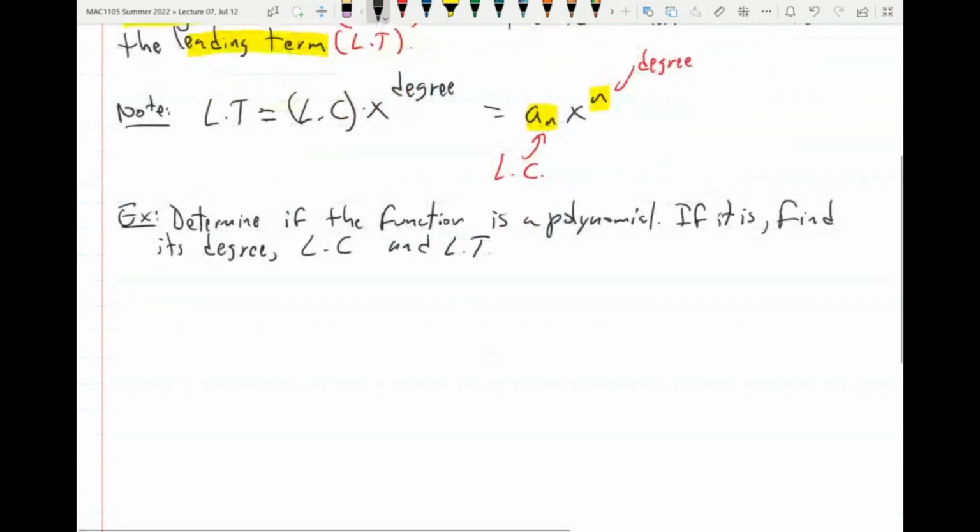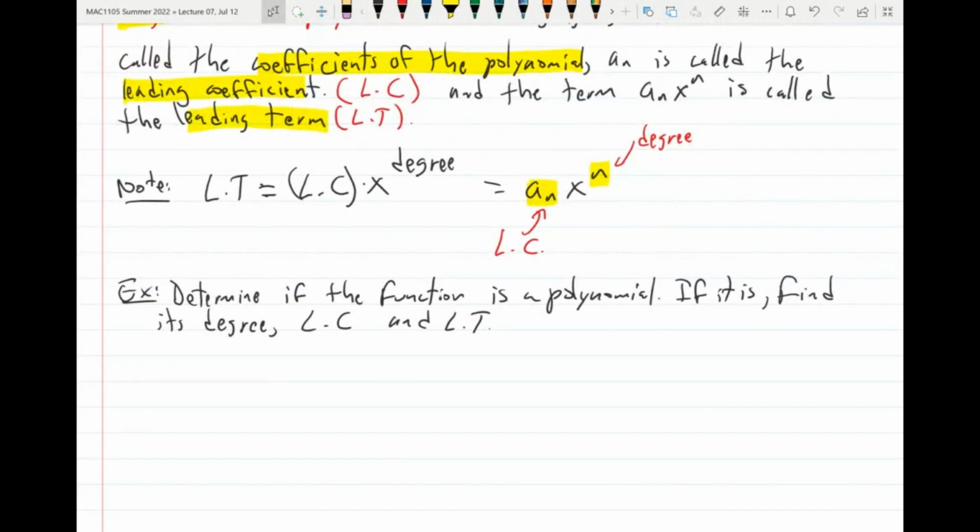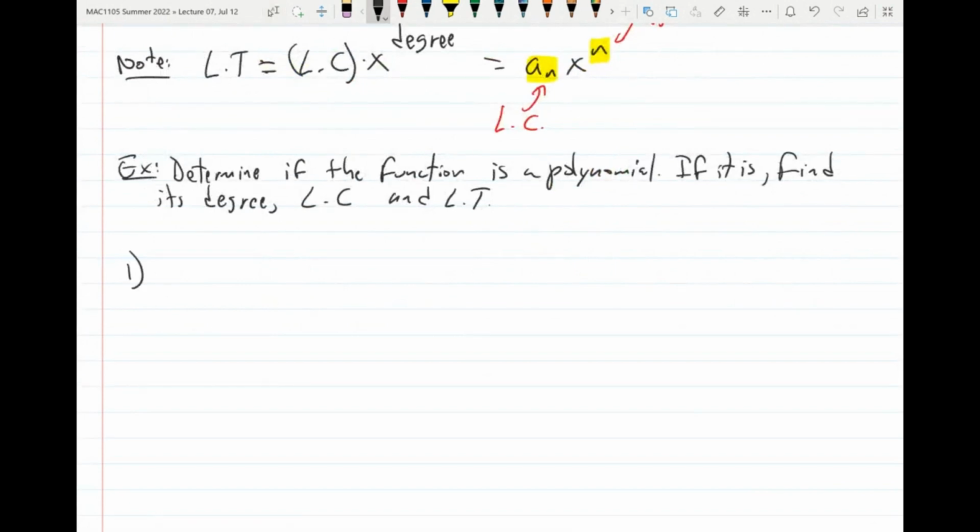Okay? Remember, degree is the highest exponent that you see. Leading coefficient is the number in front, the coefficient of that term with the highest exponent. Okay? Whatever number you have in front of the x with the highest exponent. And then the combination of these, that term itself is called the leading term. Okay? All right, so let's do f of x equals 3x squared plus 3x minus 9. Then let's do f of x equals 2x to the 1/2 plus 3x minus 9.